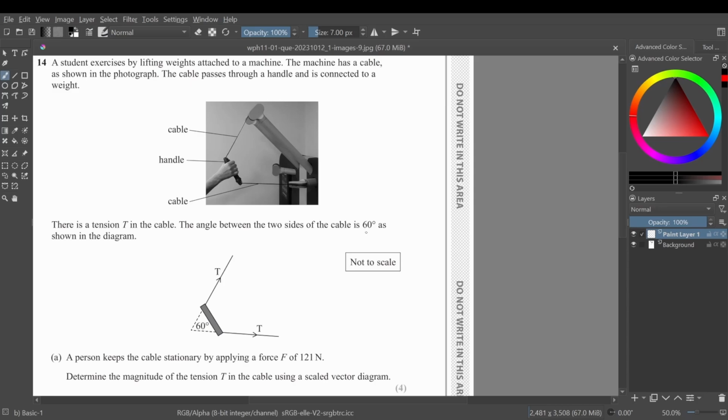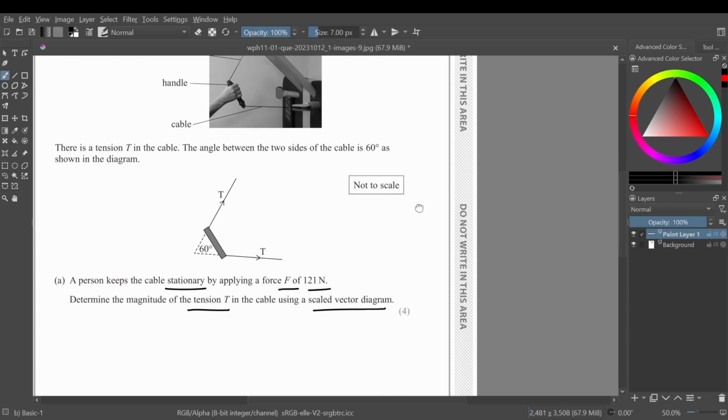The angle between the two sides of the cable is 60 degrees as shown in the diagram. A person keeps this cable stationary by applying force F of 121 Newton. Determine the magnitude of tension T in the cable using a scaled vector diagram.